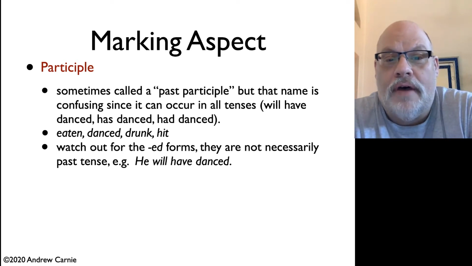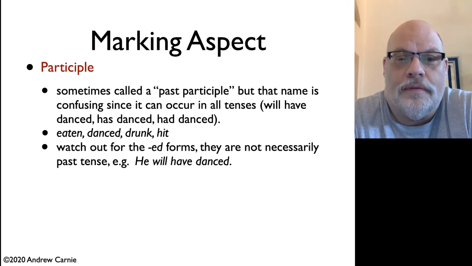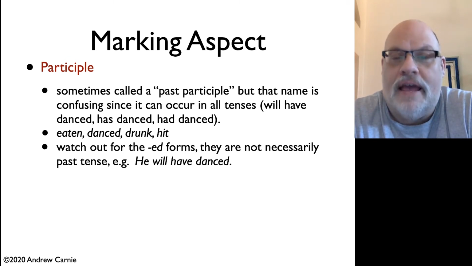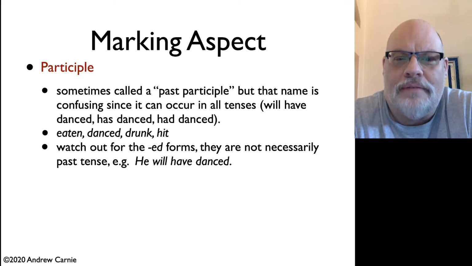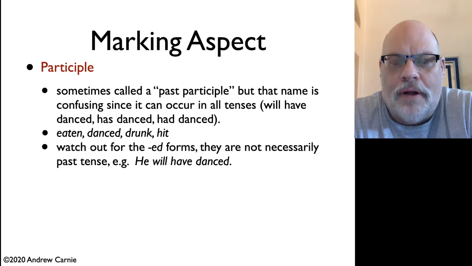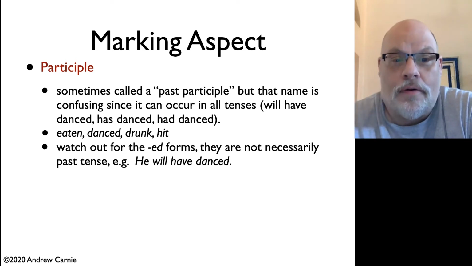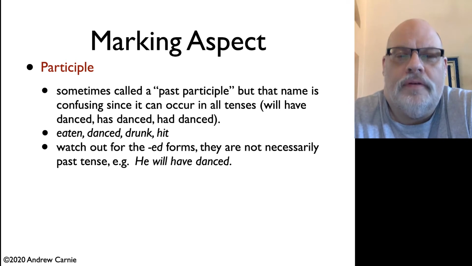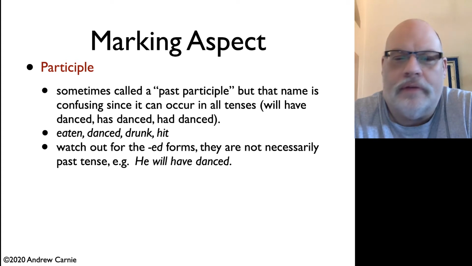So for example, you can have present tense and future tense forms of these. So he will have danced. That's a perfect. That's in the future. And he has danced. It seems like that's in the past tense, but it's actually in the present because you're using has. And has is a present tense marked auxiliary. So the idea that this is a past participle is highly problematic because it can refer to situations right now or in the future. So instead, we're just not going to call these past participles. We're going to call them participles, flat out participles.